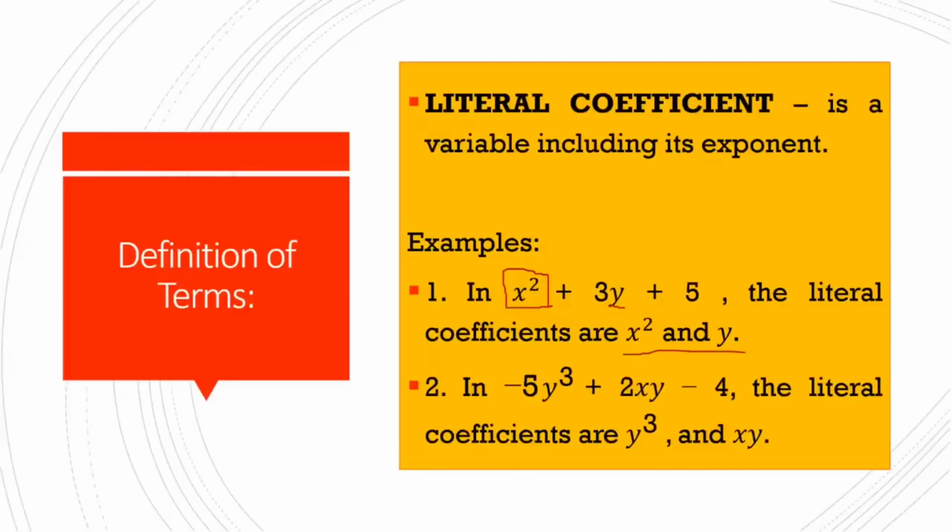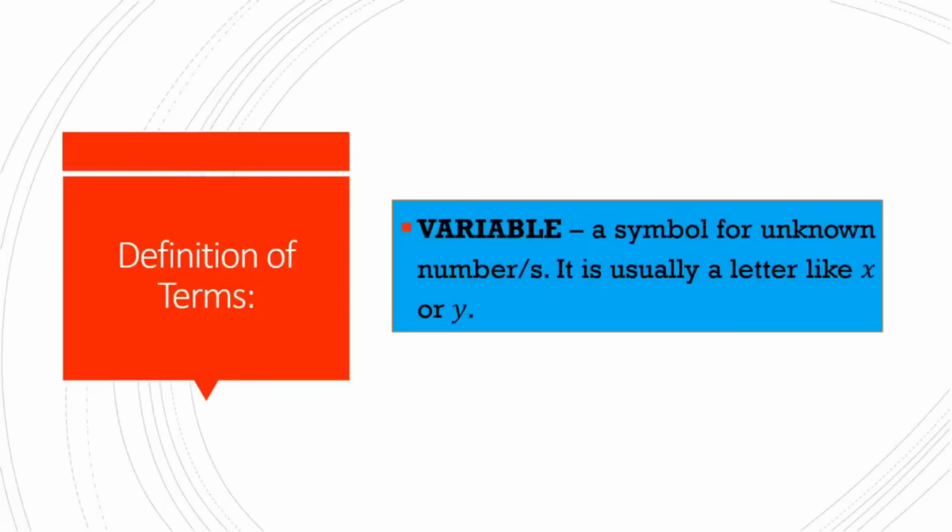For example number 2, we have the expression negative 5y cubed plus 2xy minus 4. The literal coefficient of this term is y cubed. This term, its literal coefficient is xy, and for the last term, it has no literal coefficient. Number 3, we have the term variable. It is a symbol for unknown numbers. It is usually a letter like x or y. In our first examples, we used the letter n, but again, you can use any letter.